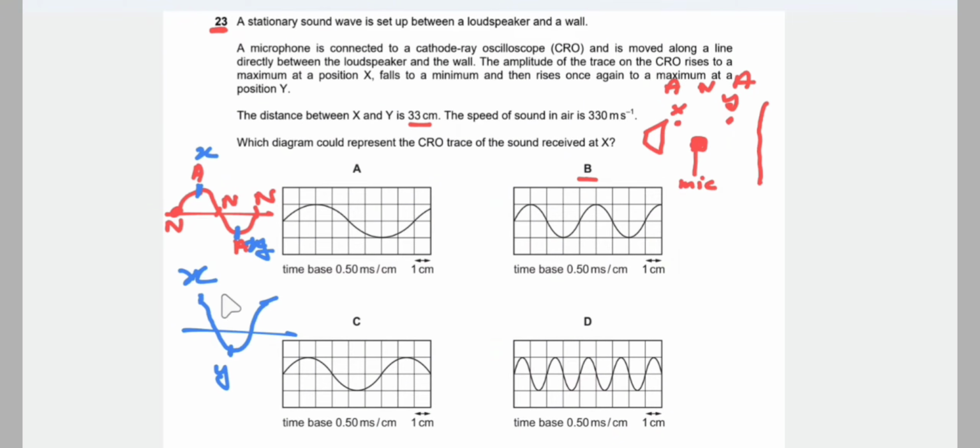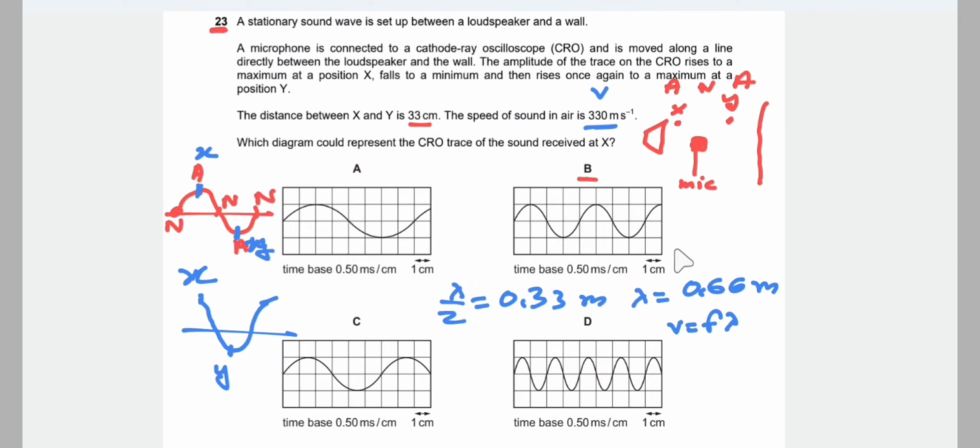So here we can see that the distance between X and Y is half the wavelength, that is lambda by 2. So half the wavelength is 33 cm or 0.33 meter. So what is the value of lambda? Lambda is equal to 0.33 into 2, that is 0.66 meter. So we know the value of lambda and we are given the speed v. By using the formula v is equal to f lambda, we need to find the frequency. Frequency is equal to v by lambda. The speed is 330 and lambda is 0.66, so the frequency is 500 Hz.